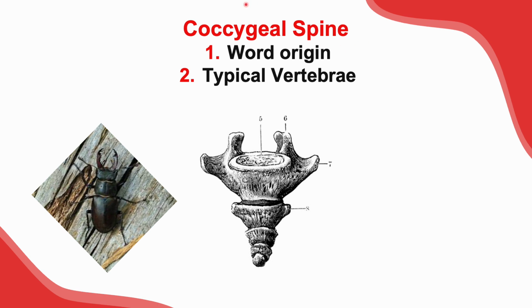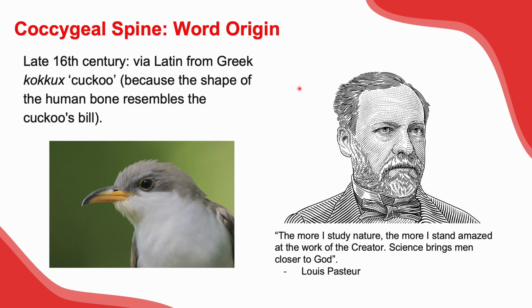Finally, we're going to talk about the coccygeal spine. We're going to talk about the origin of the word coccyx and the typical vertebra. I myself see that the coccyx looks like a beetle, but historians say otherwise, and we'll know what they say in a while. They named it the coccyx because they thought that the shape of the coccyx resembles the cuckoo's bill or the beak of the cuckoo.